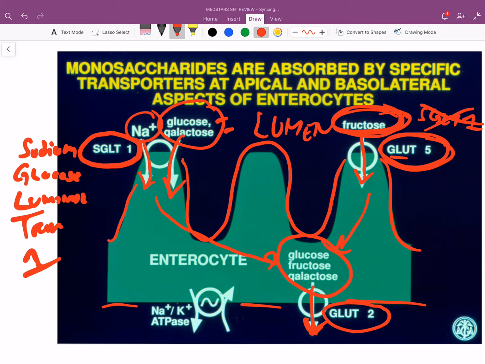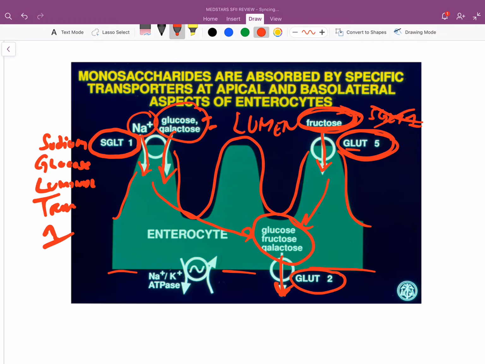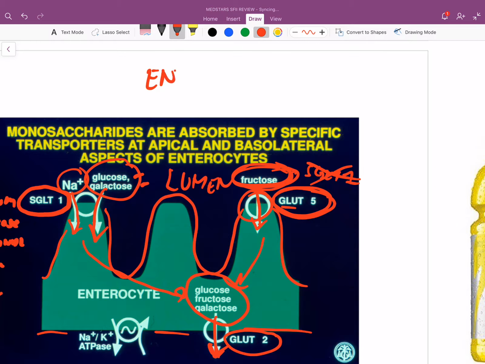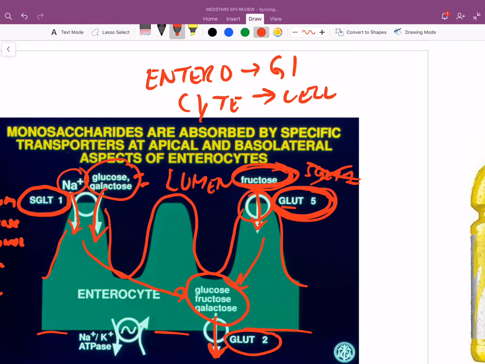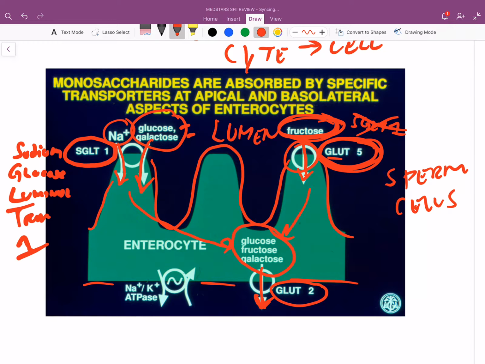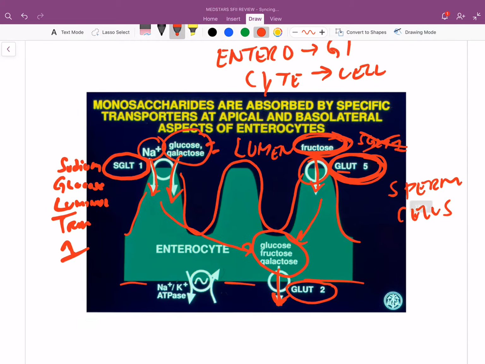High yield, guys. You guys gotta start memorizing this stuff. GLUT5, you're only going to find in two places. What are those two places? At the apical surface of an enterocyte, and when I say enterocyte, entero meaning the GI system and cyte meaning cell. You'll find GLUT5 channels on these enterocytes, and also on sperm cells. This is high yield Step 1 stuff, and this is stuff that Dr. Littleton is teaching you right now, so definitely appreciate this information.